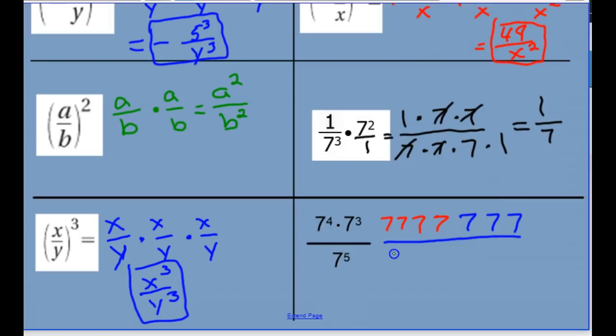On the bottom it says we have 5. So write 7 5 times. We have 1 cancel, 2 cancel, 3 cancel, 4, 5, and what we're left with is 2 7s. So our answer comes to 7 squared.